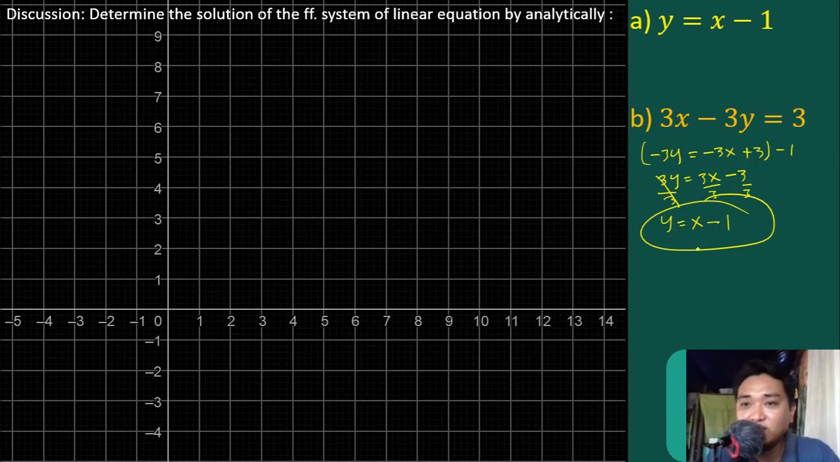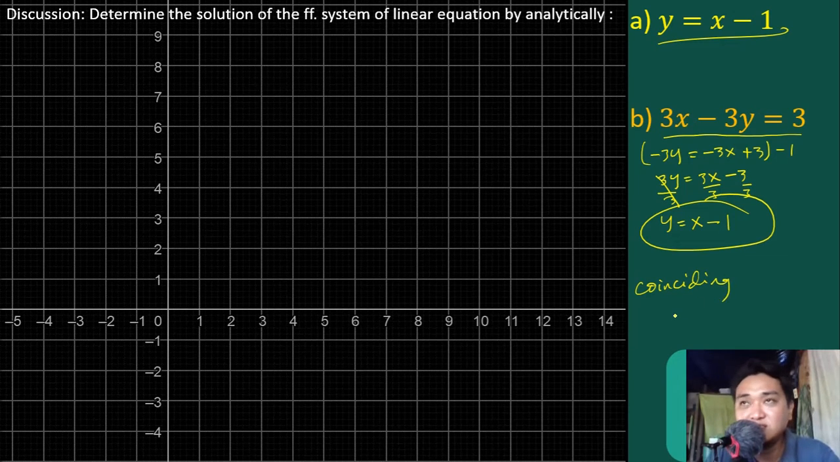Now, we are dealing with similar linear equations. Identical linear equations, meaning etong linear equation na to at saka itong linear equation na to pareho lang sila ng kinalalabasan. Therefore, it gives us a hint na yung dalawang linear equations na to is, what? They are coinciding linear equations.